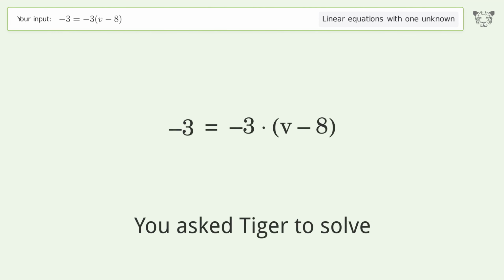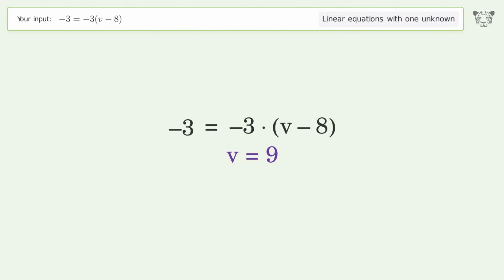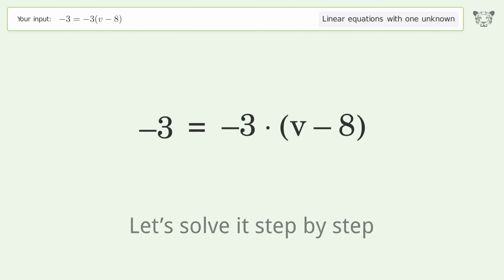You ask Tiger to solve. This deals with linear equations with one unknown. The final result is v equals 9. Let's solve it step by step.